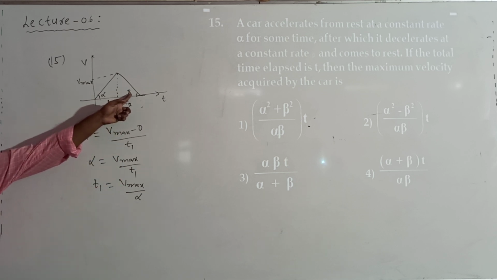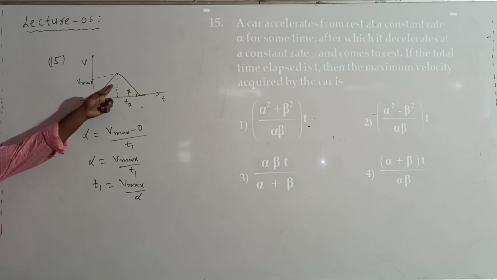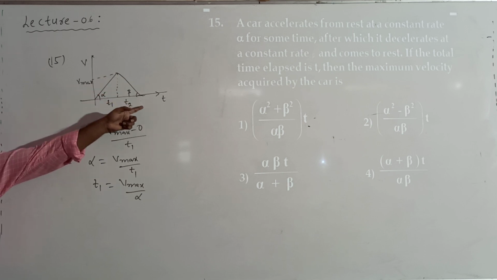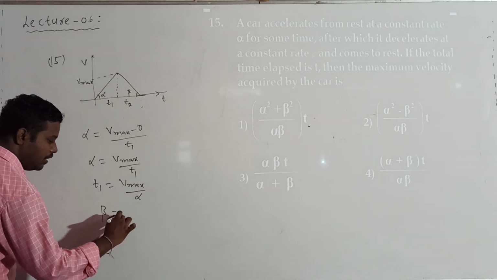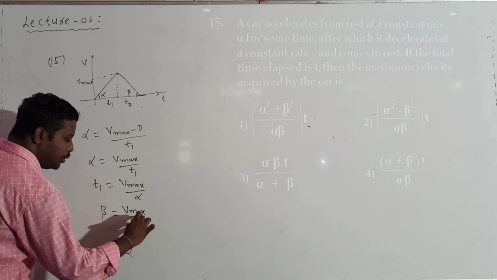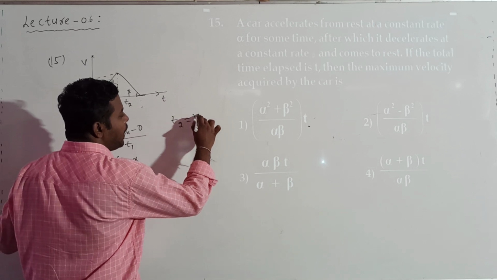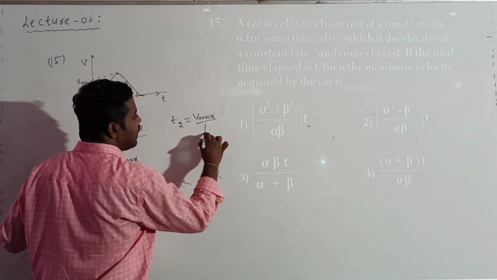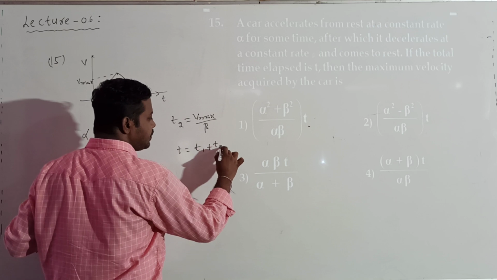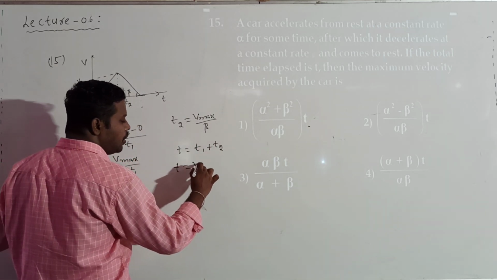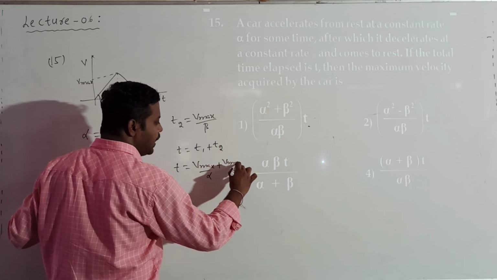Similarly for retardation, what is the uniform retardation? Beta. For this beta, the value is given by the slope, which is y coordinate by x coordinate. Similarly we can write beta is equal to V max divided by t2. From this, t2 is equal to V max divided by beta. Clear? Now what is the total time of journey? T is equal to t1 plus t2. Then t is equal to V max divided by alpha plus V max divided by beta.